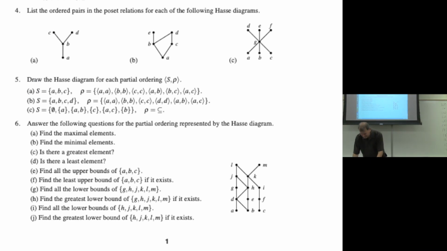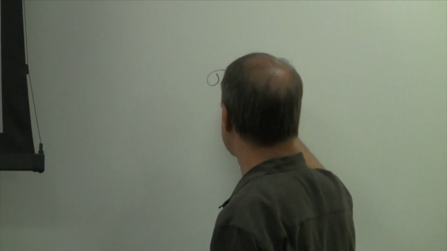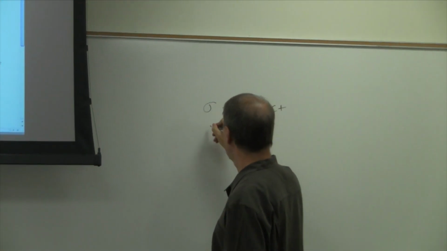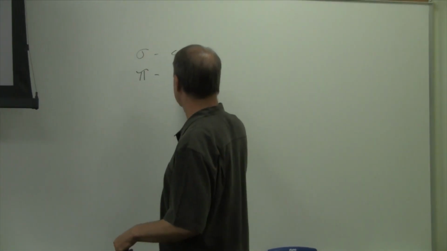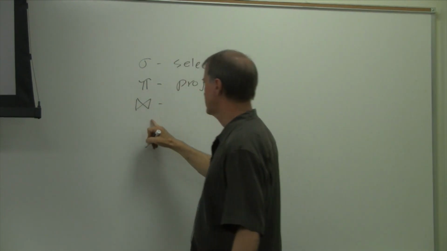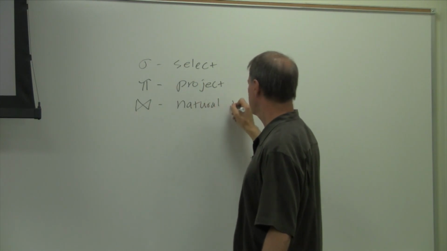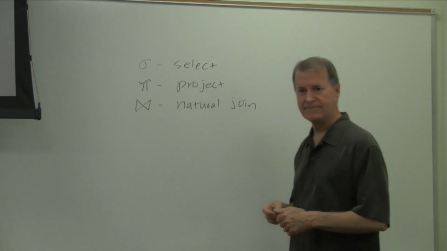All right. Let's see. Next was, all right, exercise 25. Write the relational table that results from the following queries. Now do you remember what sigma and pi are? Remember we had three operations. Sigma is select. Pi is project. And what was this? Join? Natural join is correct.